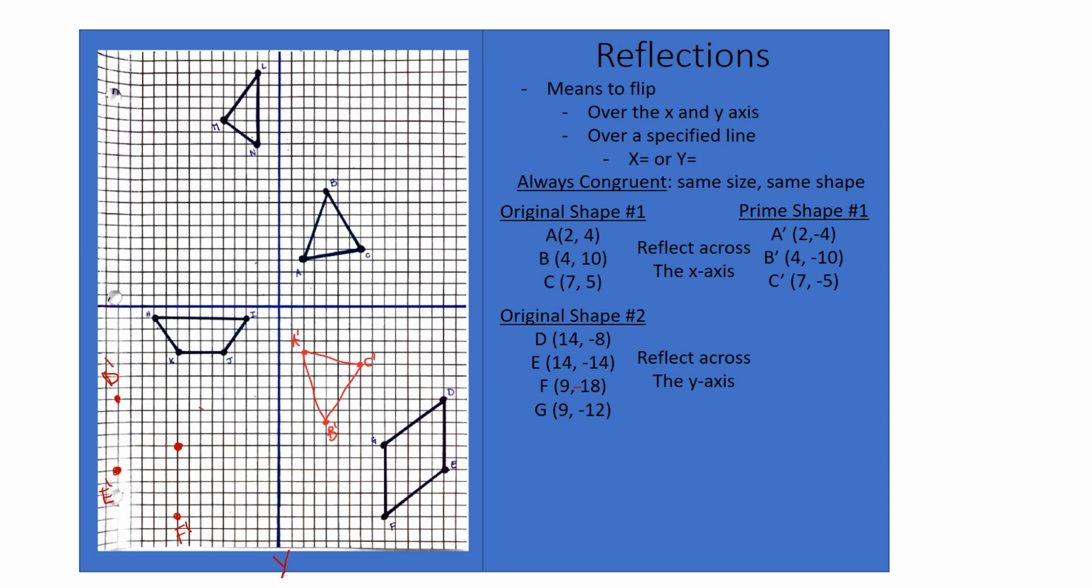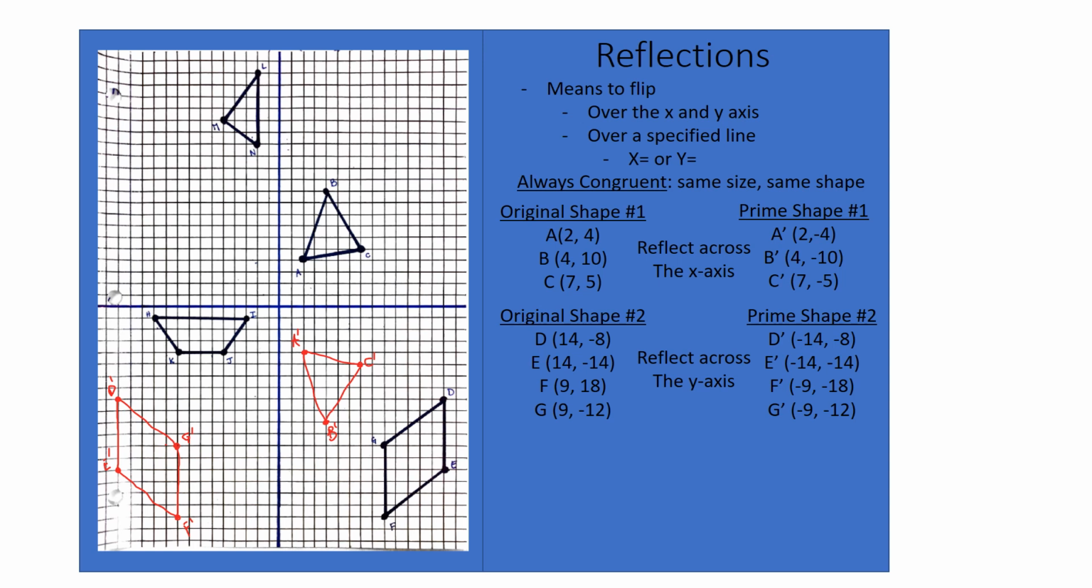And I'm going to label that point G prime. I can go ahead and connect my dots, and I have my new reflected shape. The last step is to write down the new points.